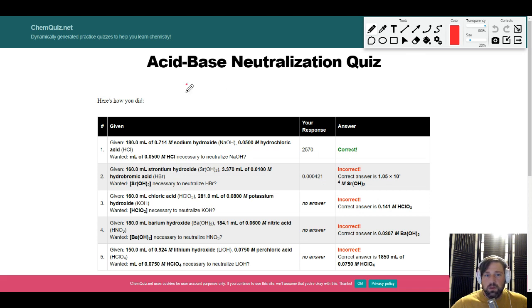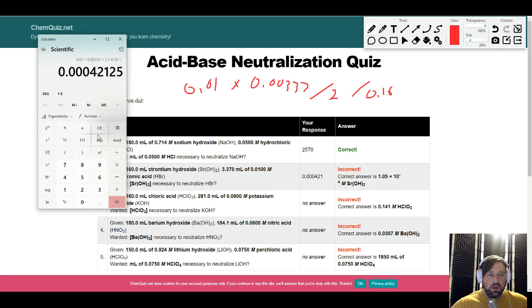All right, so what I did was 0.01 times 0.00337. In this case, I need to divide by 2 and then divide by 0.16. All right, so let's try that again. There we are.